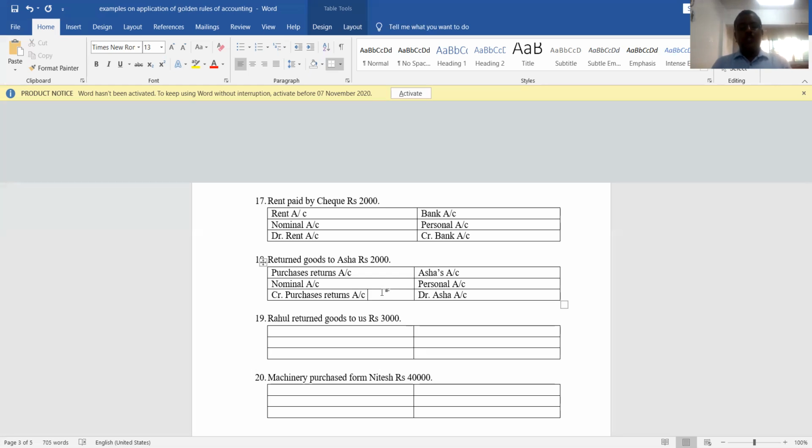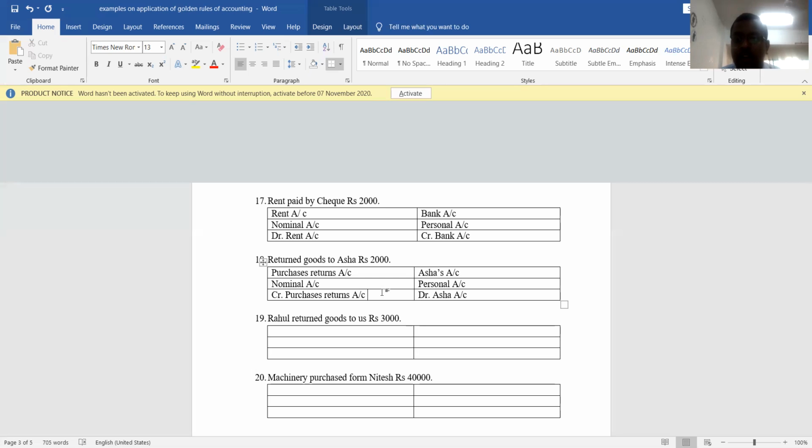See here, purchases are expenses, so usually we debit the purchases account. Here, purchases returns are a reduction in expenditure. It is nothing but a kind of income to the business. That is the reason it should be credited. Purchases returns are opposite to purchases, so we have to credit the purchases returns account.